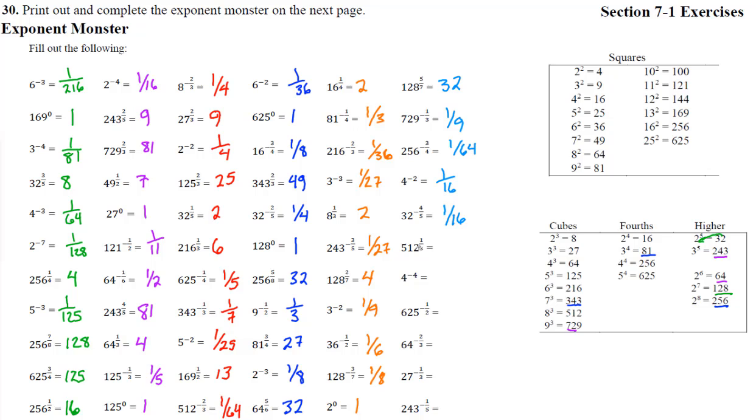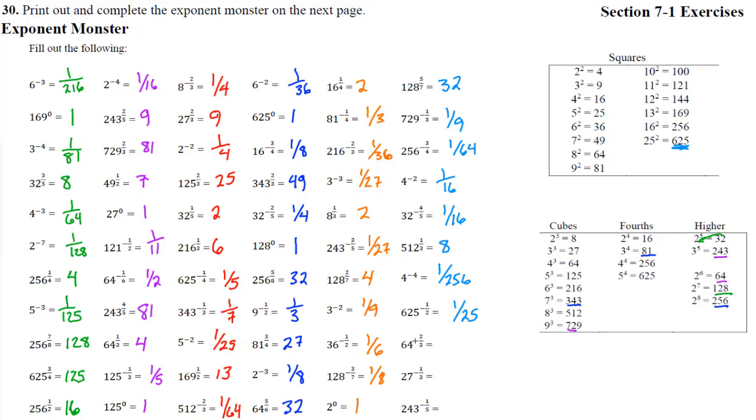512 to the 1/3 power. So this is cube root of 512. So we find 512 in the cubes. Cube root it is an 8. 4 to the 4th power is 256. And negative exponent means it's flipped. So 1 over 256. 625 to the negative 1/2 power. So we're going to square root 625 and put it on the bottom. So we've got to find 625 up here, not in the 4th column, in the squareds column. So it's going to be 25, but flipped, 1 over 25.